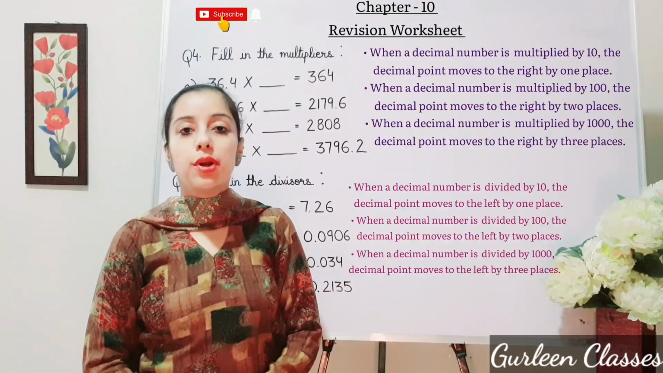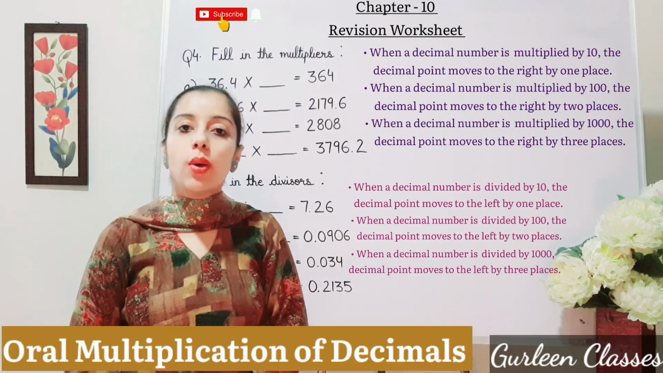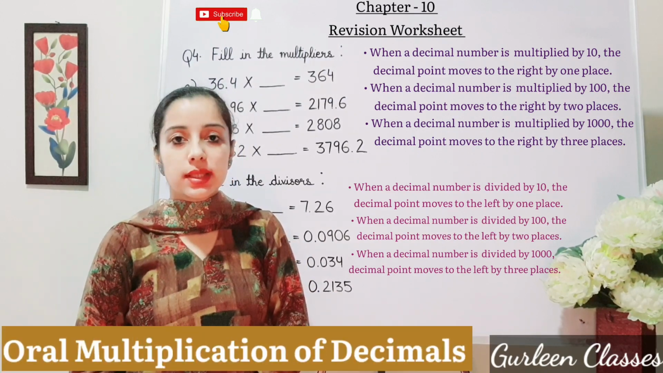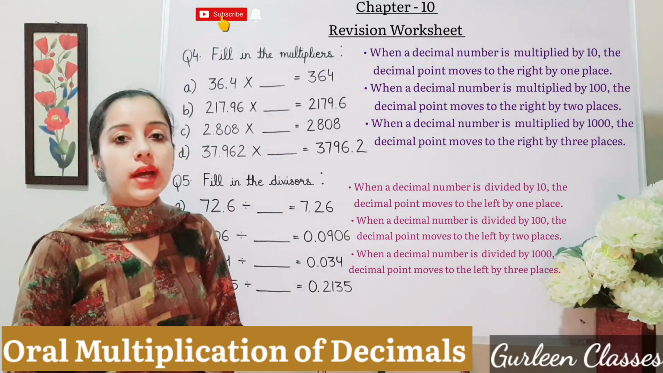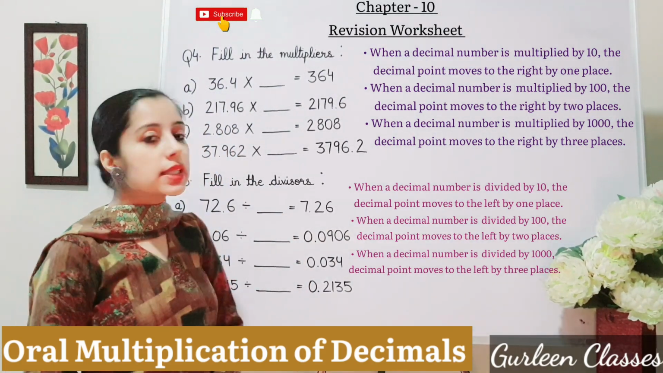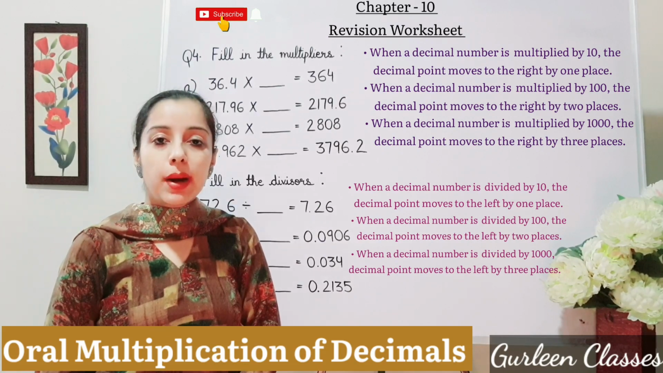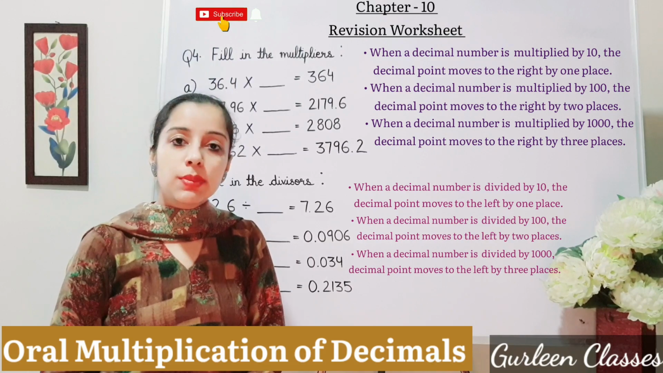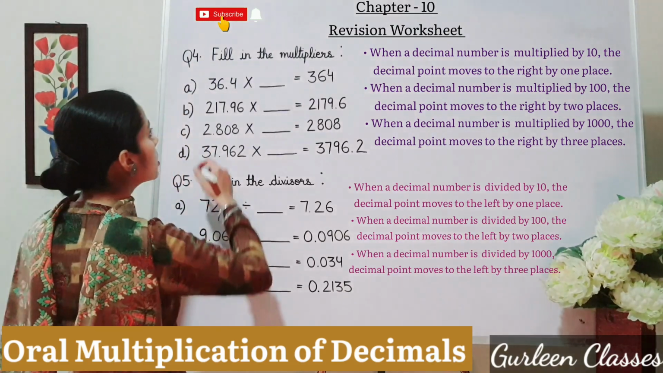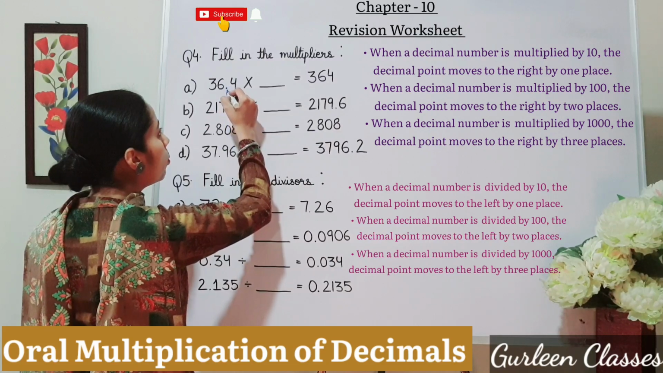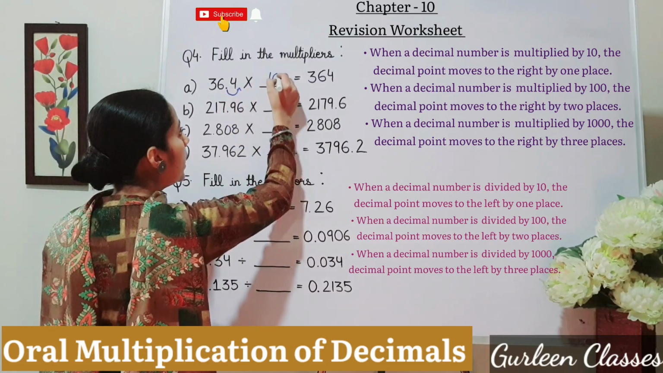Question number 4. Fill in the multipliers. These questions are based on oral multiplication of decimals. A bar, 36.4 into dash is equal to 364. Here whenever we multiply a decimal number by 10, the decimal point moves to the right by 1 place. Initially the decimal point was here, it moved to the right by 1 place. So we will multiply by 10.